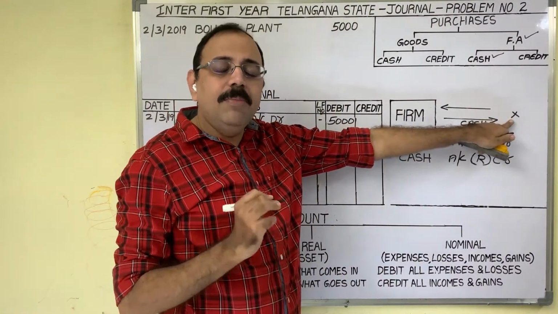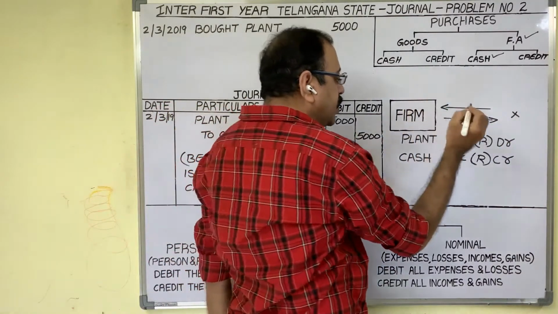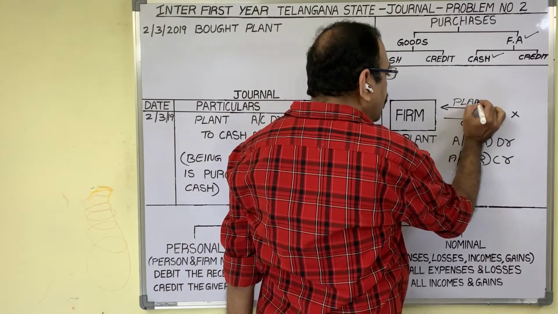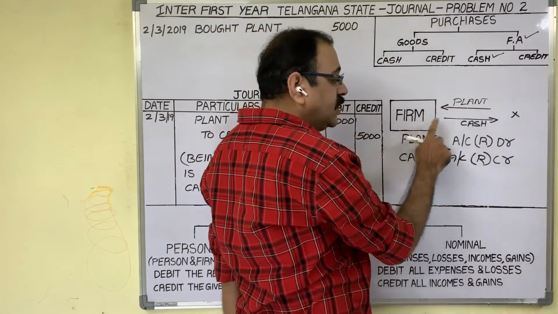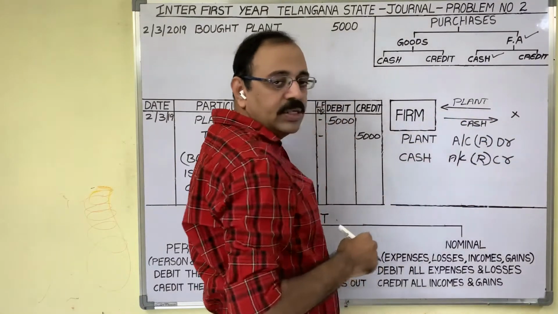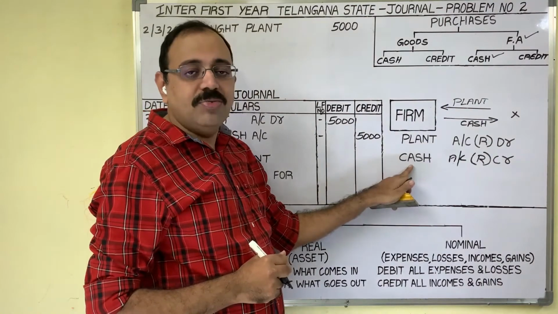I am taking one imaginary name, X. From X, the firm purchased plant. Plant is coming into the firm. And is this a credit purchase? No. Immediately the firm paid cash to X. The two accounts are plant account and cash account.